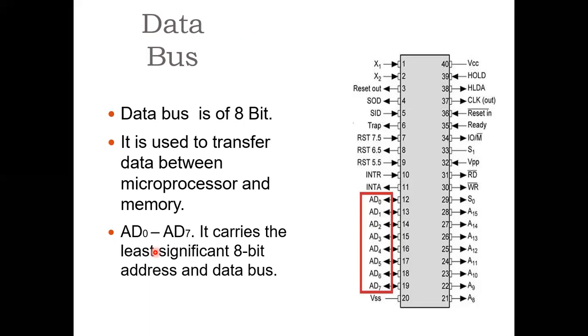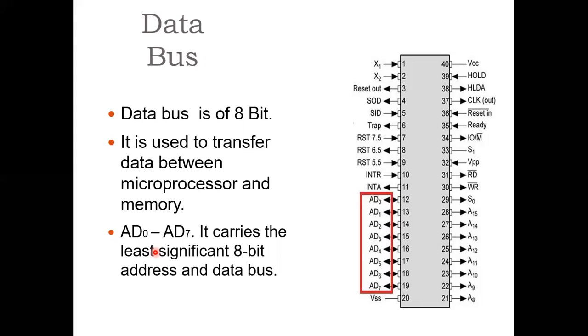To reduce the number of buses, the lower order address bus and data bus are multiplexed. AD0 to AD7 carry the least significant 8-bit address and the data. Using ALE, address latch enable, we can demultiplex the address and data bus for the required functional units.